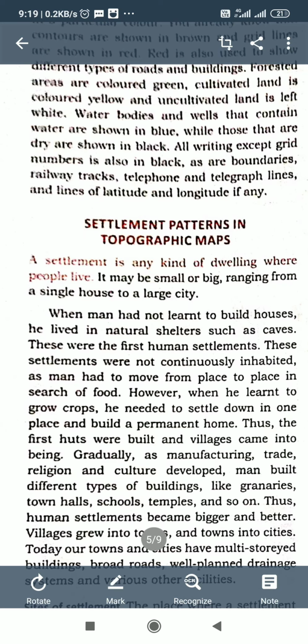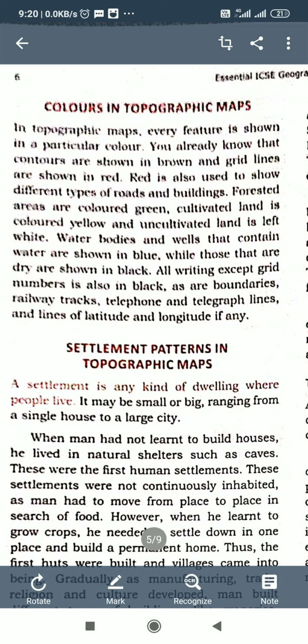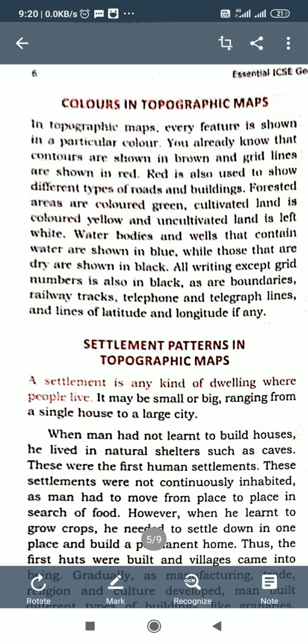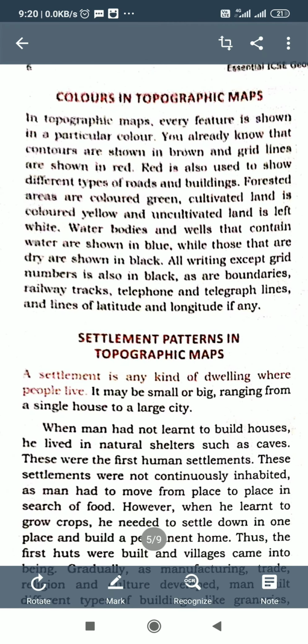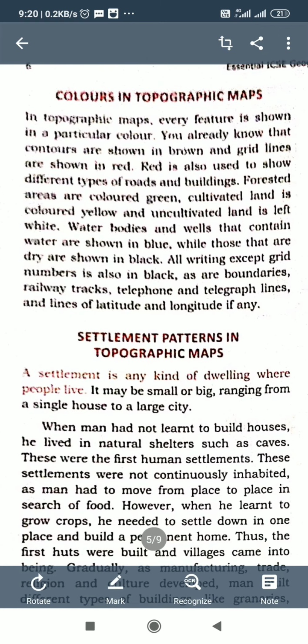Today, I will teach standard 8 geography subject. In the previous class, I taught you representation of geographical features. The remaining part of this chapter, I will teach you today. First, I am going to tell you the colors which are used in topographic maps, and the importance of these colors.